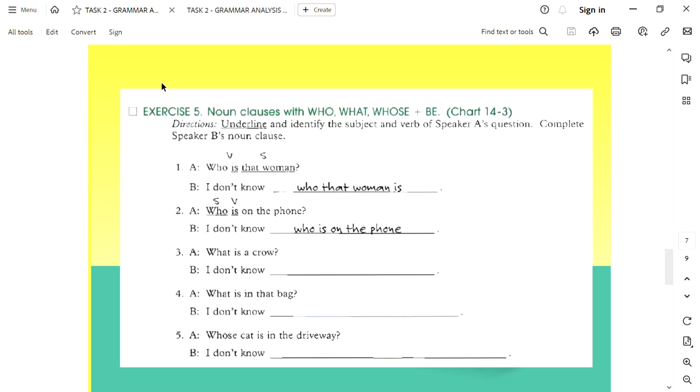Right here, there is another exercise. Noun clauses with who, what, whose plus be. Directions: underline and identify the subject and verb of speaker A's questions. Complete speaker B's noun clause. Number one, who is that woman? I don't know who that woman is. Who is on the phone? I don't know who is on the phone. What is a crow? I don't know what a crow is.